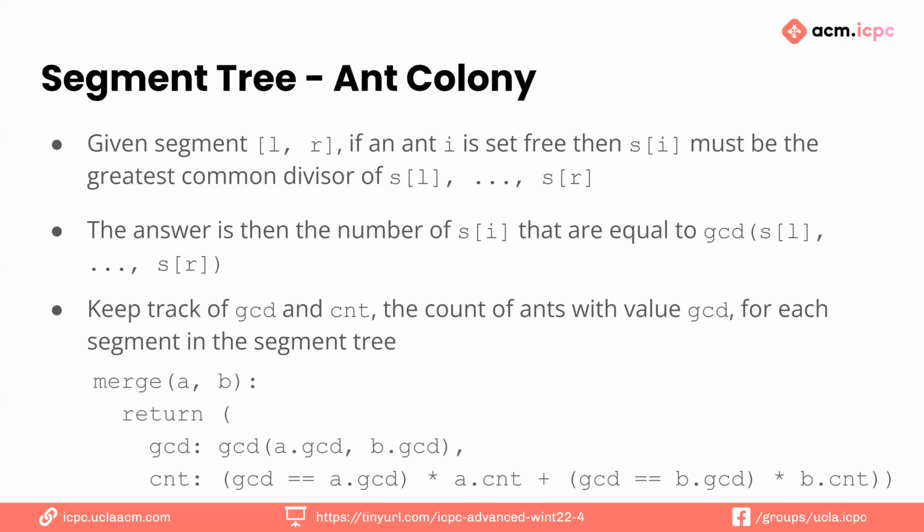In C++, you can just use the equals, which returns a boolean, and then implicitly change it to 0 or 1, and then multiply that by the count. So if the new GCD is equal to the left GCD, then you count the left count. And if the GCD is equal to the right GCD, then you count the right count.